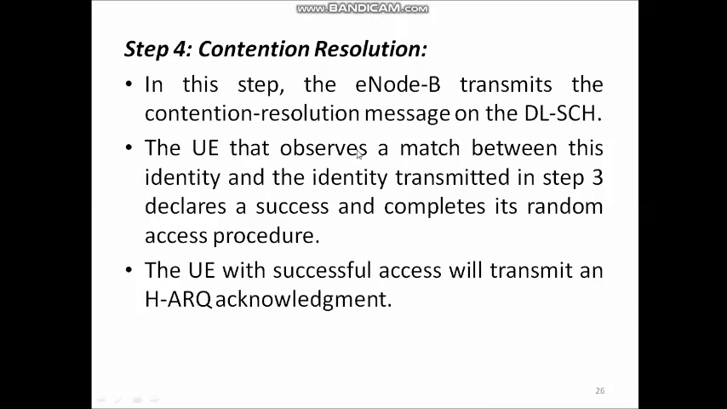Okay, the next step is contention resolution. This is the last step. Here the E node B transmits the contention resolution message on the downlink shared channel. This message carries the identity of the user equipment which is selected for the data transmission, and the user equipment that observes a match between this identity and the identity transmitted in step 3 declares a success and completes its random access procedure. The user equipment with successful access will transmit an HARQ acknowledgement.